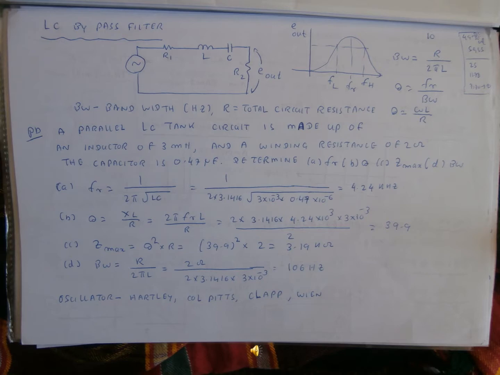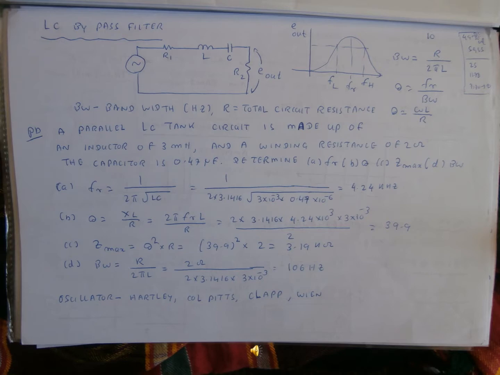Here we have the lower half power frequency f1 and the upper half power frequency f2, and the resonant frequency fr. The bandwidth is the difference between the upper and lower half power frequencies. The bandwidth is R divided by 2πL. The quality factor Q equals fr divided by the bandwidth, and Q equals ωL divided by R.